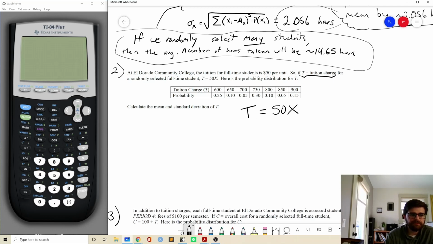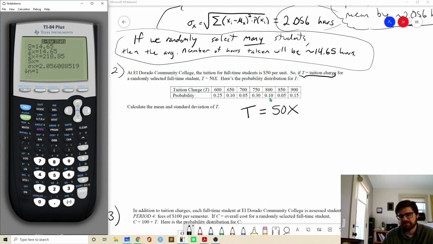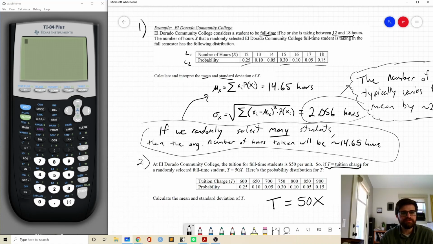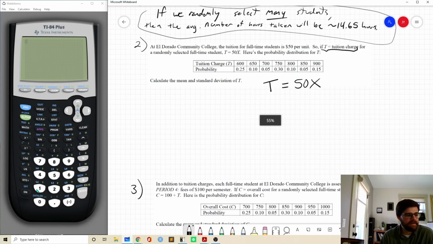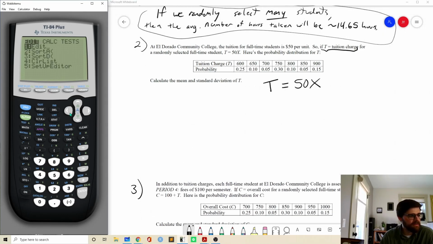We get a 12-hour person is going to pay $600. That makes sense. 12 times 50 is 600. All right, and we have the same probabilities as before. We still have 0.25, 0.10, 0.05, and so on, because it's the same thing here. Okay, so now we're going to do our same calculations again. So this time we're finding the mean of T and the standard deviation of T.